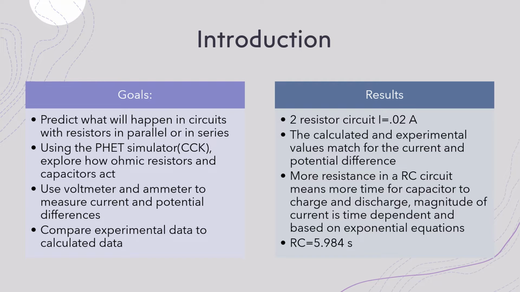So for our results, we got a 2-resistor circuit. Current was 0.02 amps. The calculated and experimental values matched for the current and potential difference, and the more resistance in an RC circuit means more time for a capacitor to charge and discharge, and the magnitude of current is time dependent and based on our exponential equations, and our RC was 5.98 seconds.